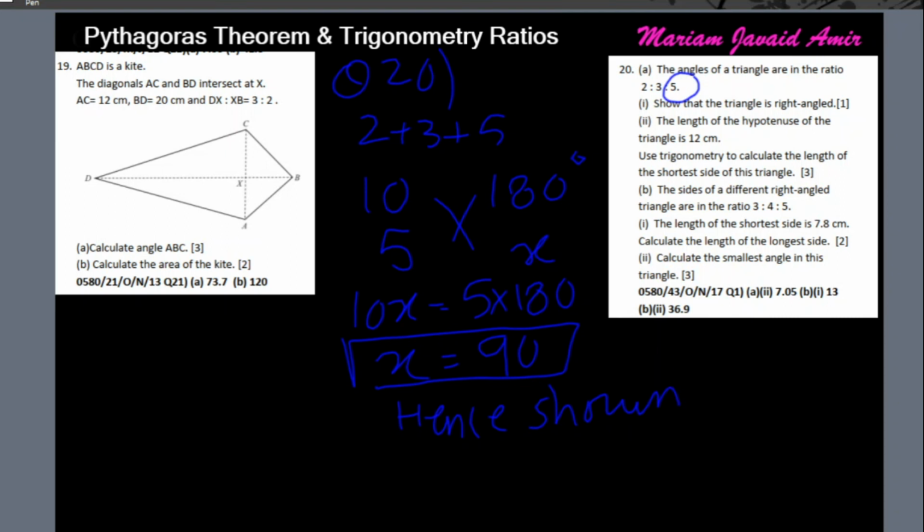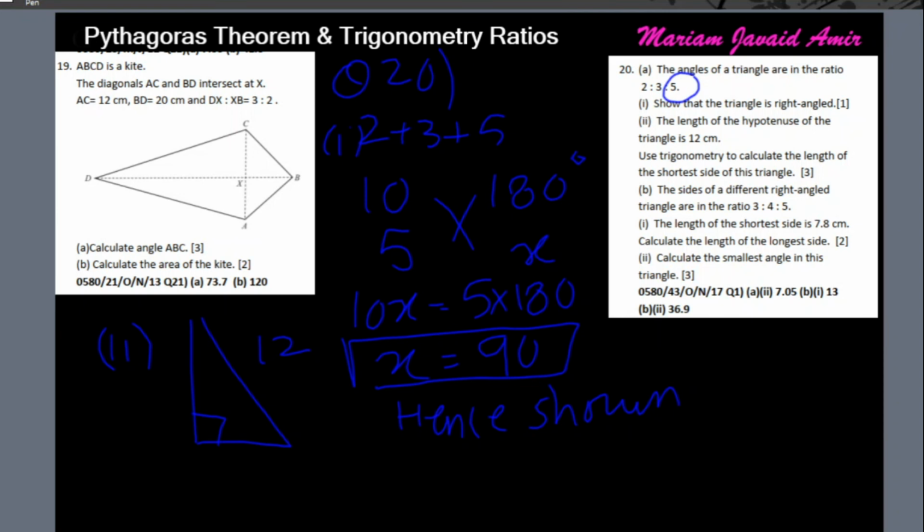The length of the hypotenuse of the triangle is 12. Use trigonometry to calculate the length of the shortest side of the triangle. Alright, so this was part 1. Now that this is a right angle triangle and the length of the hypotenuse is 12, we're bound to use trigonometry. So we need the shortest side. The shortest side should be opposite to the shortest angle.